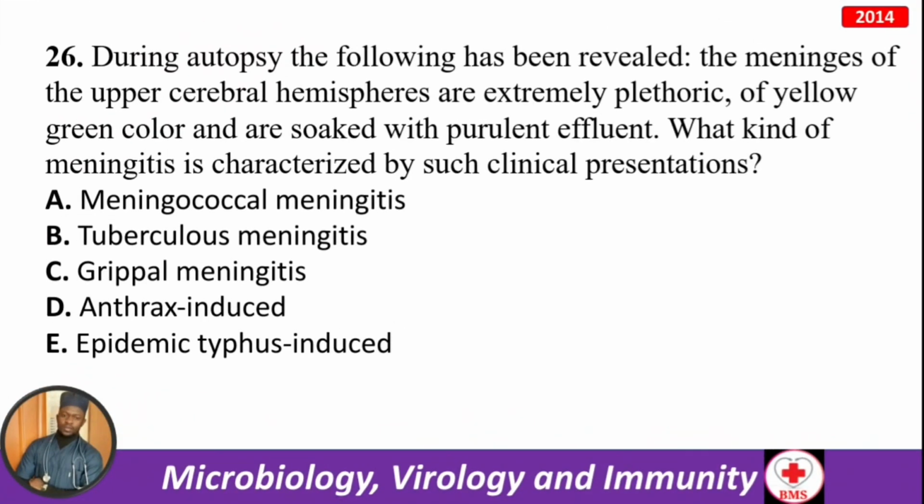During autopsy, the following has been revealed. The meninges of the upper cerebral hemispheres are extremely plethoric, of yellow-green color, and are soaked with purulent effluent. What kind of meningitis is characterized by such clinical presentation? Meningococcal meningitis. It's caused by what? Neisseria meningitidis.